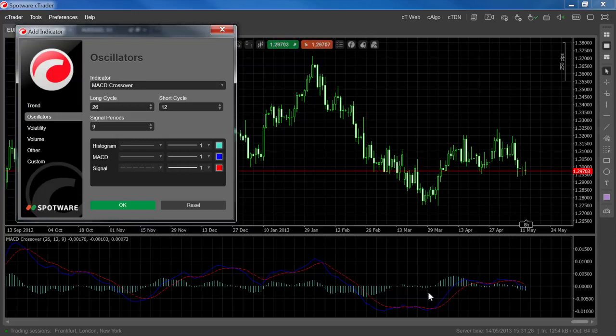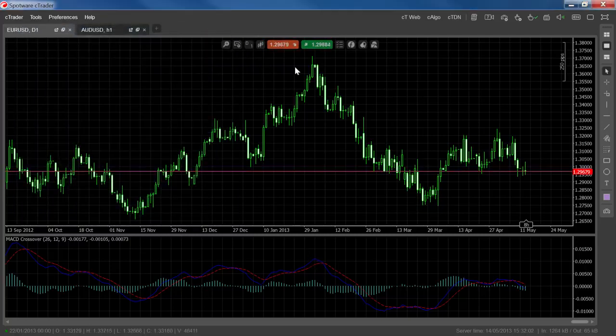Finally, the MACD can be used to test trend strength. The bigger the difference between the short cycle and long cycle EMAs, the stronger the trend. An MACD further away from the zero level indicates a strengthening of a trend, but at the same time a very large distance away from zero may indicate overbought or oversold conditions.